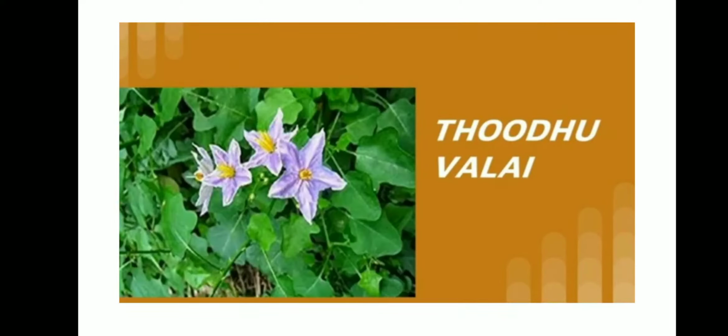Next, Thuduvalai. Scientific name Solanum trilobatum. It belongs to the family Solanaceae. The leaves as well as fruits of this plant cure cough as well as cold. It is widely used in the treatment of tuberculosis as well as bronchial asthma. Tuberculosis, TB, as well as bronchial asthma, both come under respiratory tract infection, which affects the lungs. So for that, Thuduvalai is used.